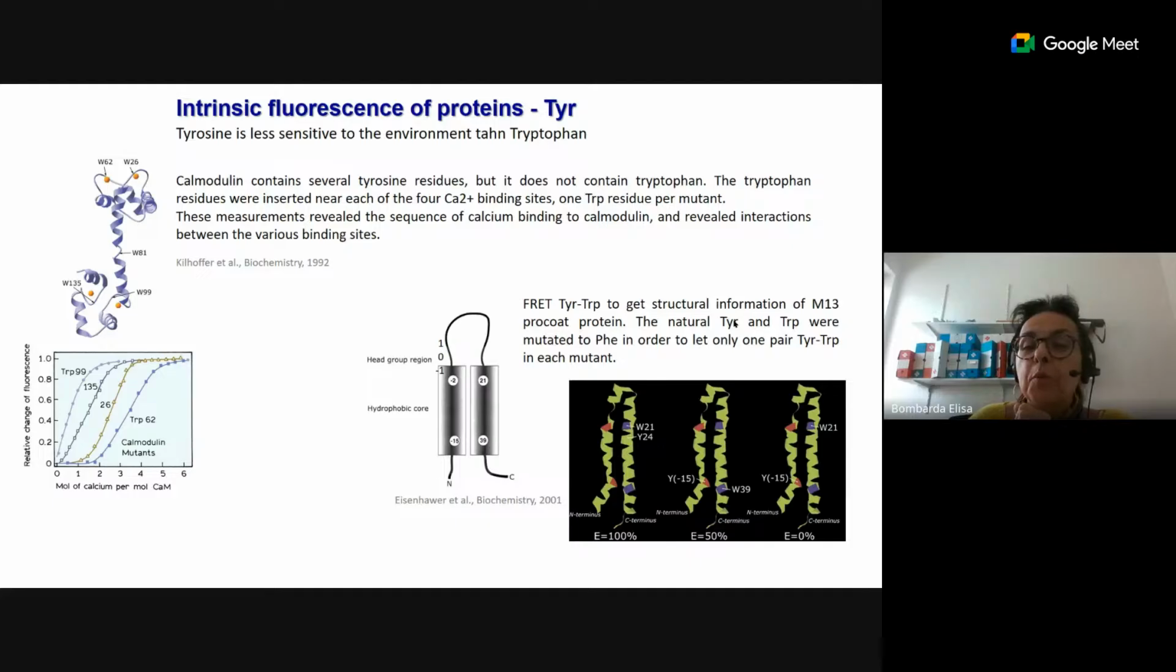in different positions of the protein, in order to probe the protein in different positions, and to measure, for example, the distance between two specific positions, and so finally to map the structure of the protein. So that is a strategy that can be used.